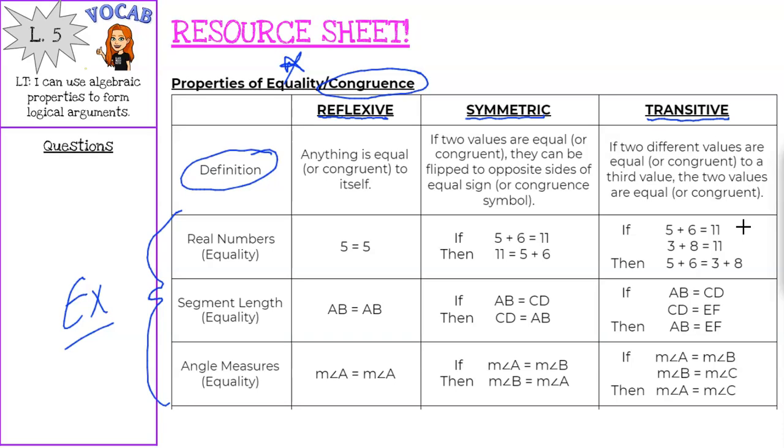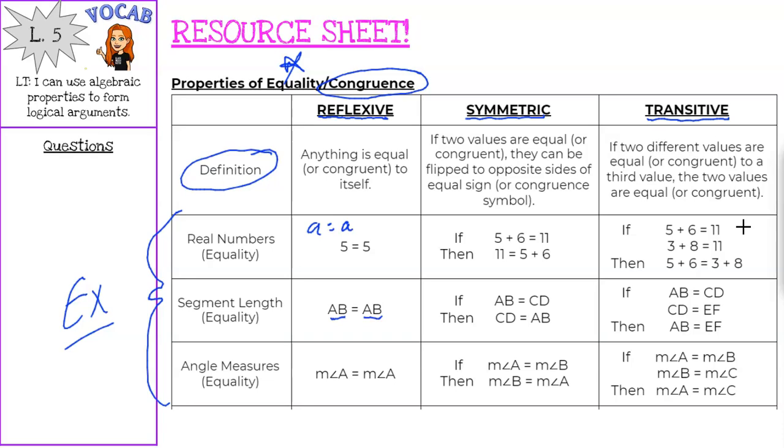So 5 equals 5, A equals A. The length of segment AB is equal to the length of segment AB. And you might be thinking, well, duh, Ms. Sidrick. Well, it is an important property to use because sometimes we have to state the obvious in our proofs, and this is the property that allows us to state the obvious.